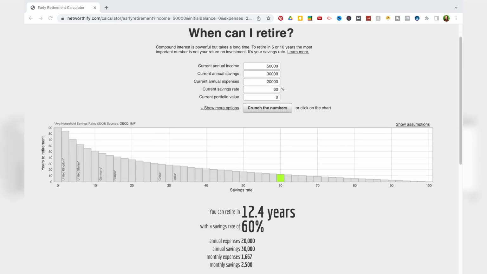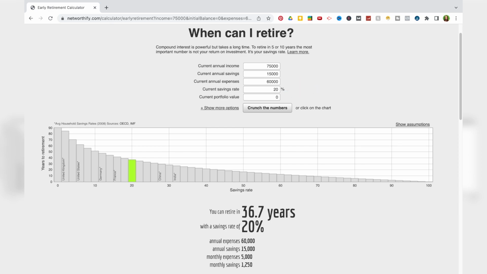So we can enter our current annual income. Let's say we are making $75,000. So we'll type in 75,000 and then our current annual savings. And this we can enter in the actual number or we can enter in the savings rate. So let's say we're saving 20%. And this is actually investing. We aren't just putting this into our savings account, we're putting it into investments.